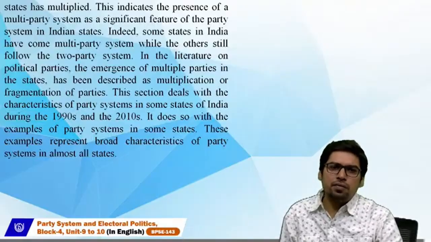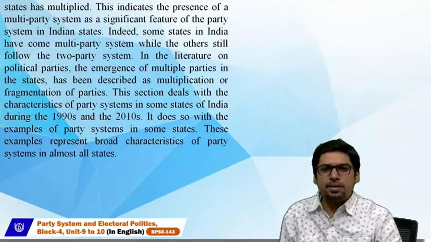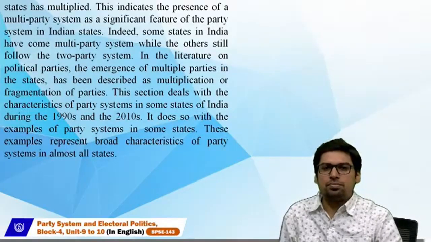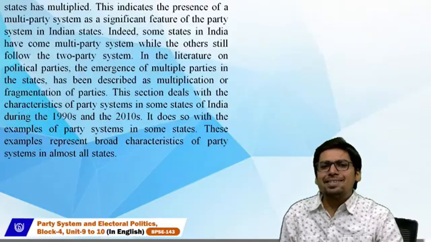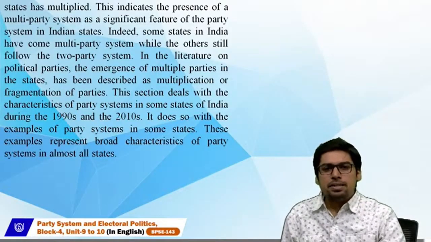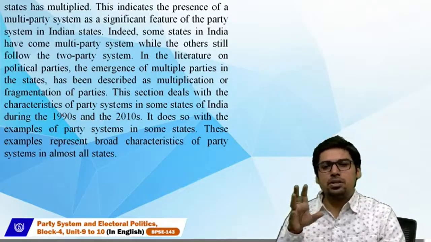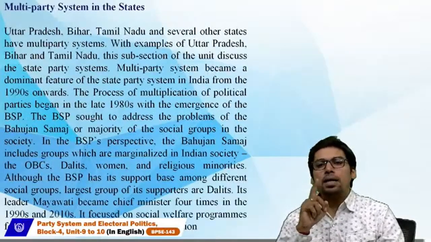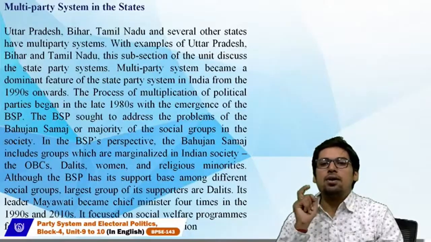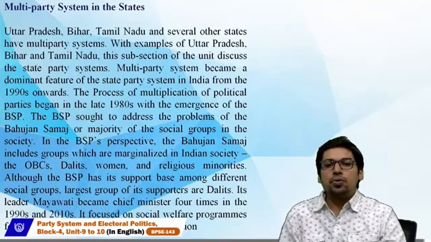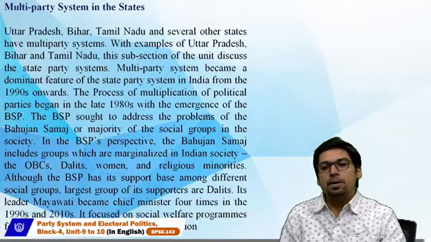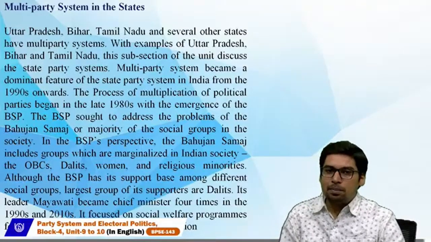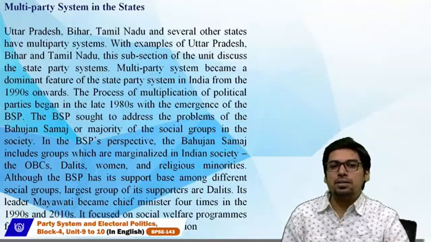This section deals with the characteristics of the party system in some states of India during the 1990s and the 2010s. It does so with the example of political parties in some states. These examples represent broad characteristics of the party system among all states. Now moving on to the multi-party system in Indian states. Uttar Pradesh, Bihar, Tamil Nadu and several other states have a multi-party system. With the examples of Uttar Pradesh, Bihar and Tamil Nadu, the subsections of the unit discuss the state party system.